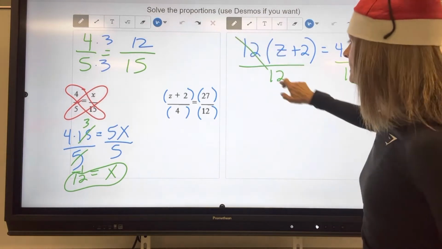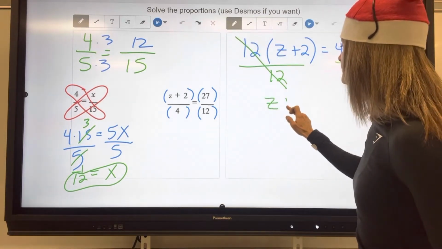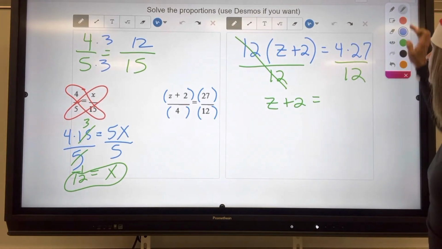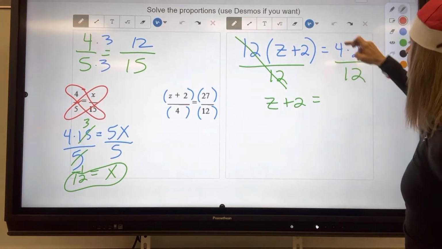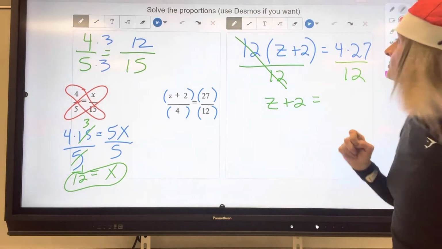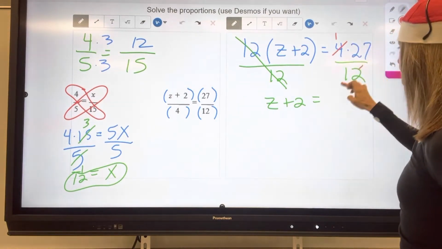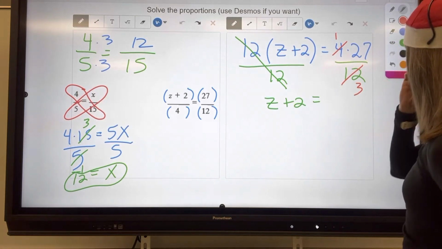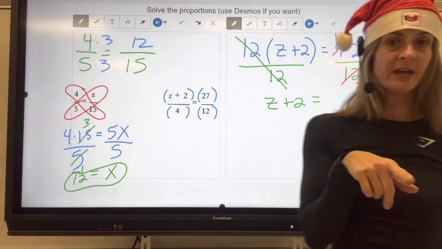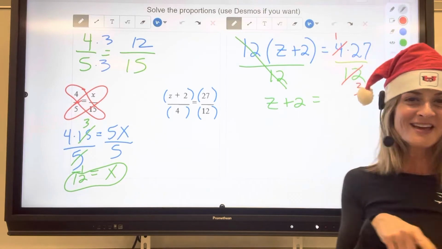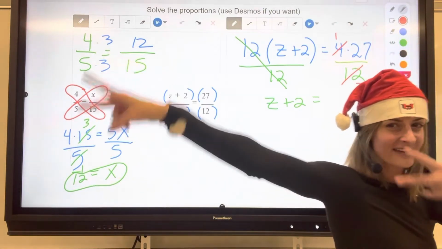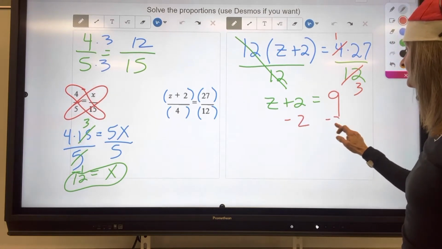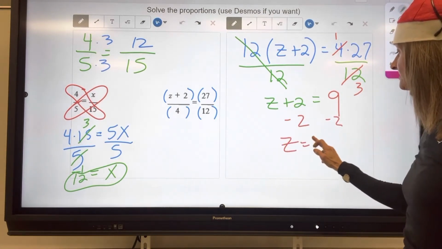So the 12s will cancel, and we have z plus 2 left equals, we'll use red, 4 and 12 can simplify pretty easily. So 4 goes into 4 once, 4 goes into 12 3 times. What's 27 divided by 3? We know our multiplication facts because we just did a multiplication times test. 9. Minus 2, z equals 7.